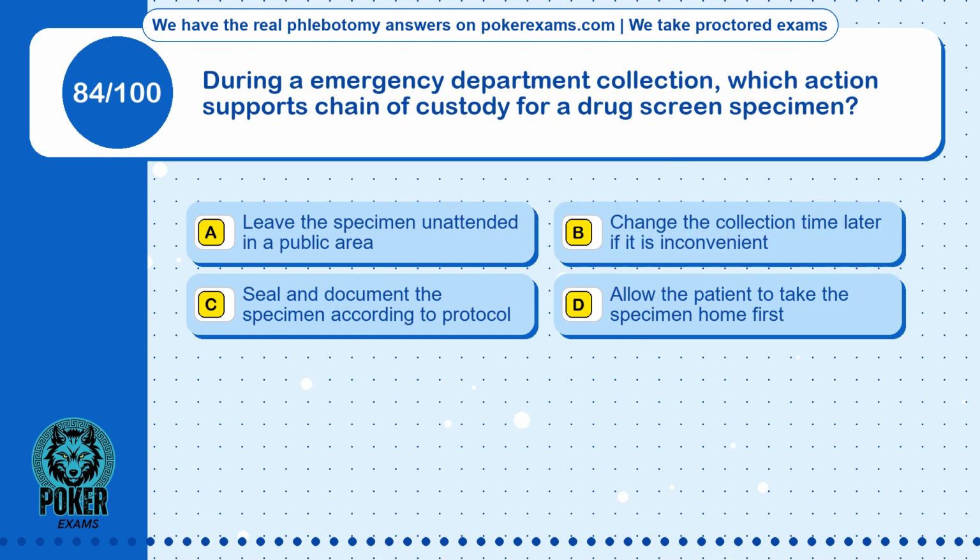Question 84. During an emergency department collection, which action supports chain of custody for a drug screen specimen? Option A. Leave the specimen unattended in a public area. Option B. Change the collection time later if it is inconvenient. Option C. Seal and document the specimen according to protocol. Option D. Allow the patient to take the specimen home first.